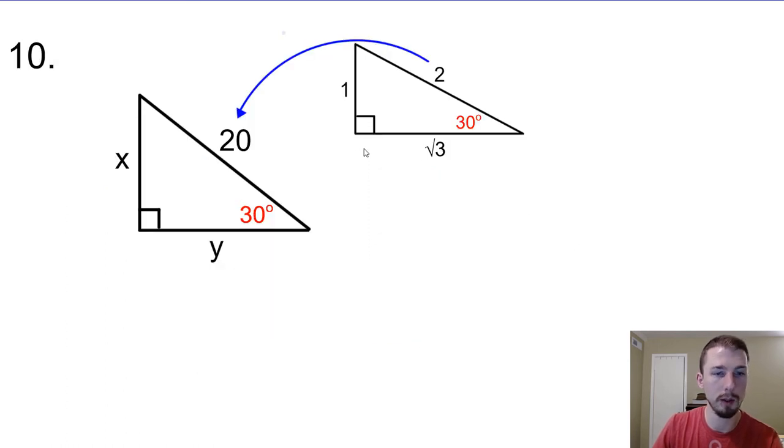All right, number 10. Line them up. So I drew one that's similar to it, and this is like our scaled down or scaled up version. Our longest side opposite the biggest angle is 2, smallest angle, small side 1, and then radical 3 is going to be our medium angle.